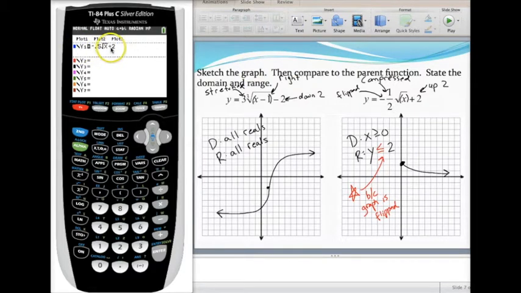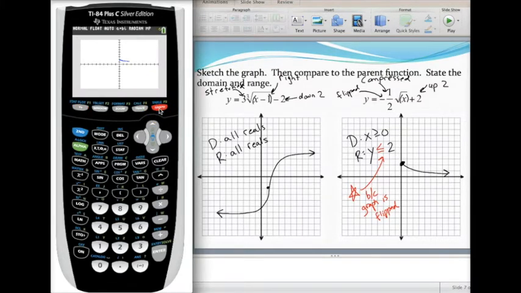Notice I've been very careful to make sure that that plus 2 is not underneath the radical. It's not in parentheses with the x. It's completely separate. So I know it's going to have the effect of moving the graph up 2 spaces. If it was underneath the radical or in parentheses, it would move it to the left, which I would know would be wrong. So if you want to hit graph and just see that, yeah, it looks like something that we graphed, there it is.